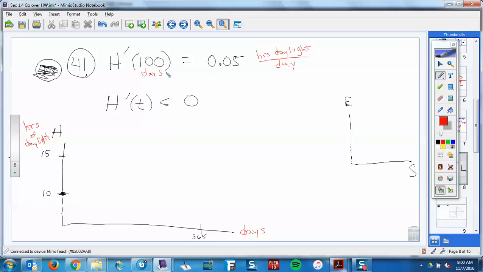Wait, can you do that? Can you change the... Sure, absolutely. 0.05 hours is exactly the same thing as 3 minutes, right? So, okay, so say it again. So 100 days after January 1st, there is 3 minutes of... Is that daylight per day?